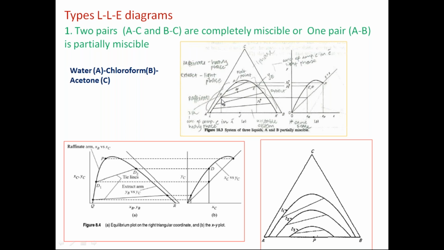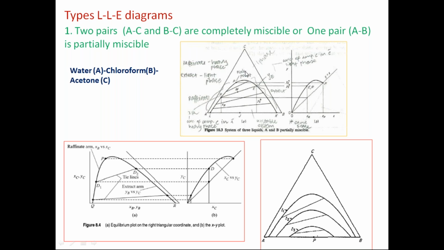So here you should understand that one pair has partial miscibility. That is A and B having partial miscibility. Whereas for A and C, there are no lines starting from this side. So that means A and C are completely miscible, and C and B are also completely miscible. For such a system, you can draw this line. This curve is called the binodal curve, which is also called the solubility curve.